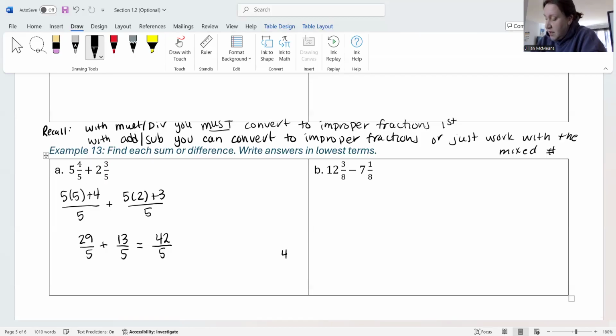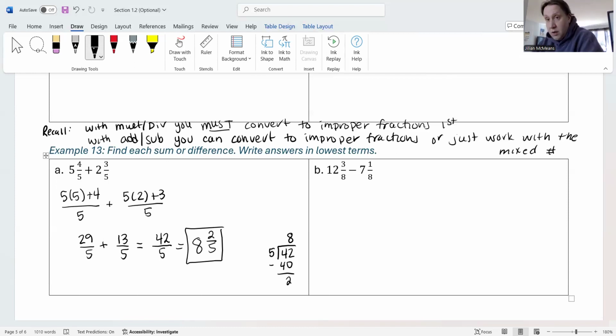So remember, you take the numerator divided by the denominator. 5 will go into 42 8 whole times. We want to subtract 8 times 5, which is 40. We're left with 2. So that tells me this is 8 2/5. And that's exactly what we got the last time. This all comes down to preference. One's not really any harder than the other. It's just preference, okay? Now let's look at part B here.